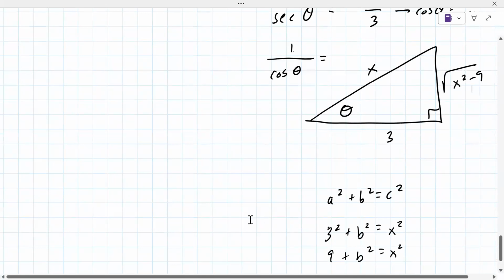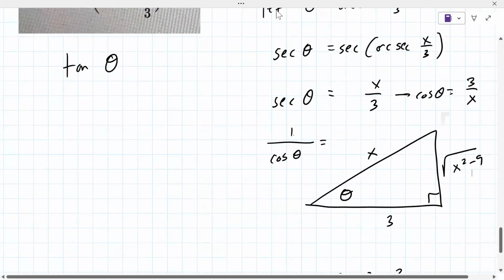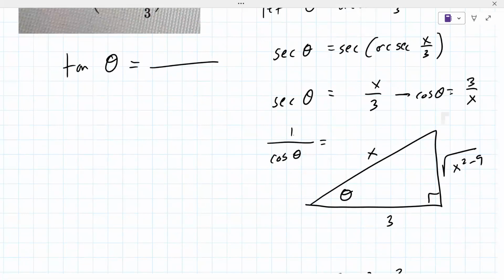Okay, so tangent of theta, like all this work to get back to our original problem, which is tangent of theta is the opposite over the adjacent. So what would that become? Square root of x squared minus 9 all over 3. Good. So that is a good start.